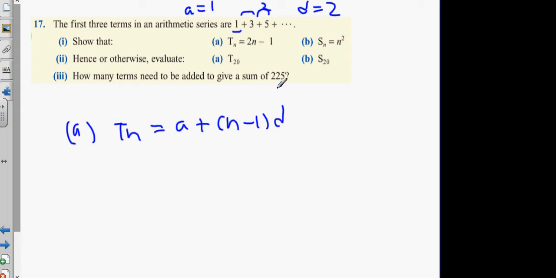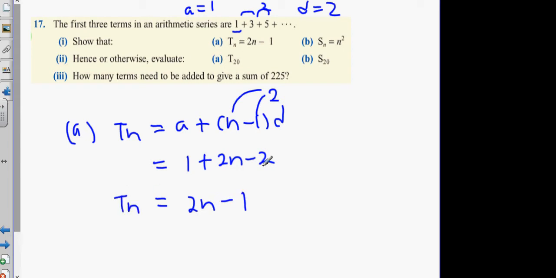So d is the number 2. You multiply n by 2 and replace a with 1: 1 plus 2n minus 2. Okay, next thing, 2n, and 1 minus 2 is minus 1. Therefore, Tn is 2n minus 1. Many people got that?